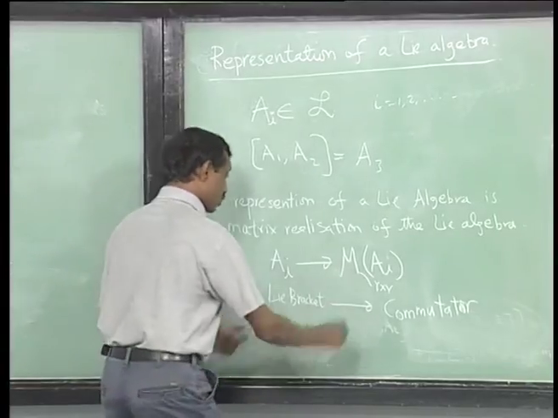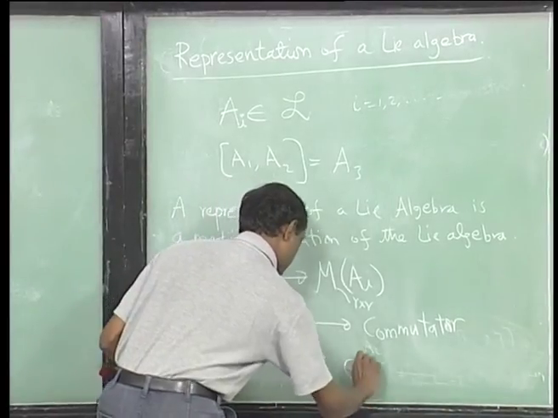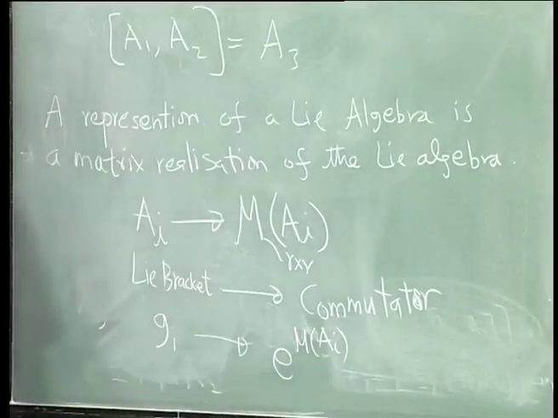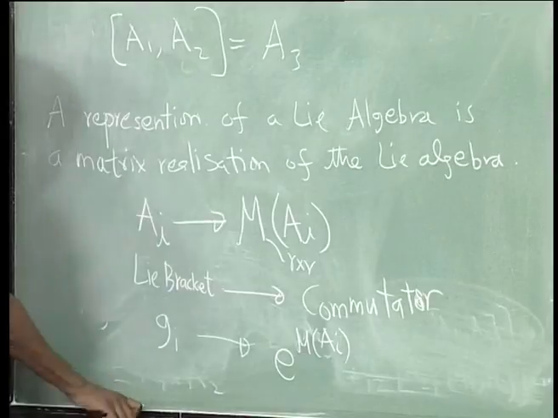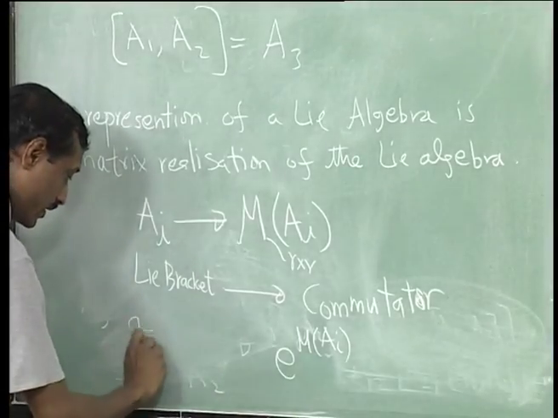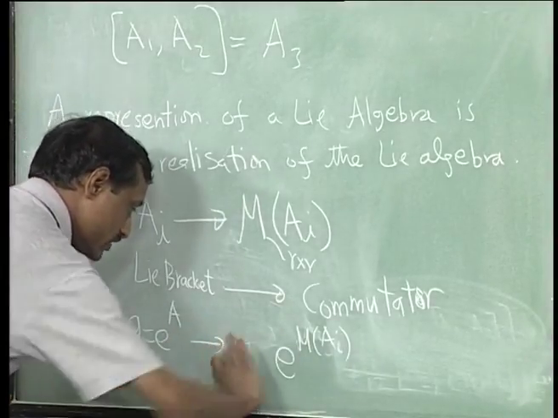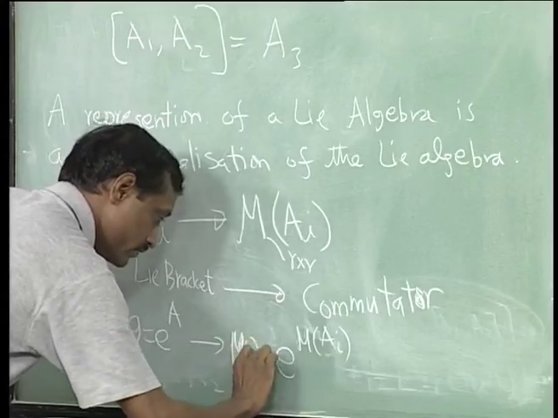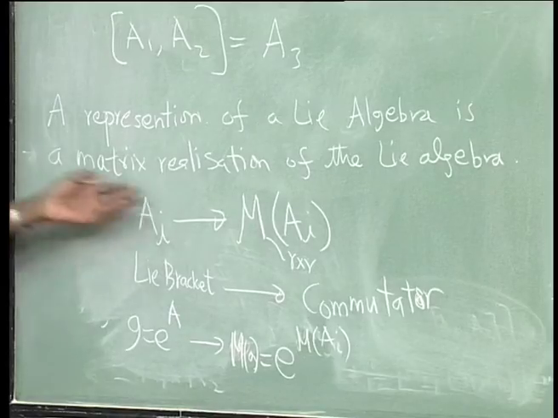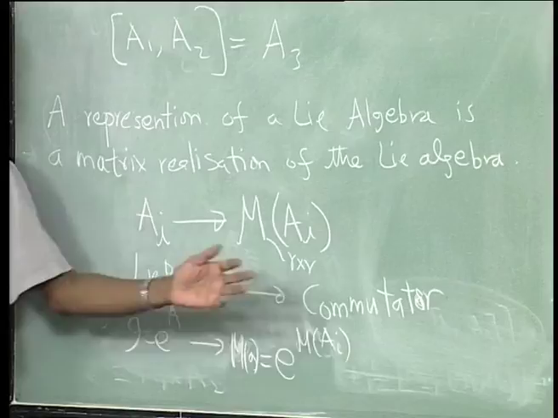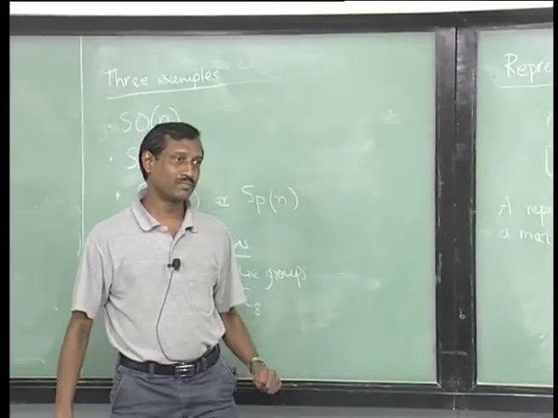So now the corresponding group element G_i will be realized as just e to the power m of a_i in this representation. So we will write something like this: G we would have written as e to the power a, and this will go to m of G, that means the matrix realization of G will be equal to e to the power m(a). Okay. And in physics we never ever do the abstract stuff, we really always work with some representation. And so we will stay with that.